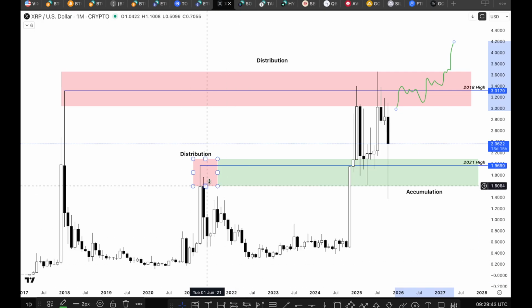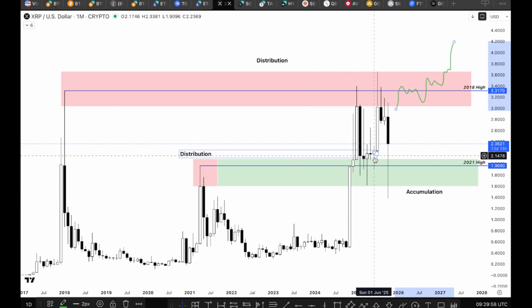Now, the 2021 all-time high is a key pivot level. We had a previous distribution here, so looking at that monthly wick, this is where sellers came in. But when we broke through it, we flipped it into accumulation. Look at all these wicks. That's demand.